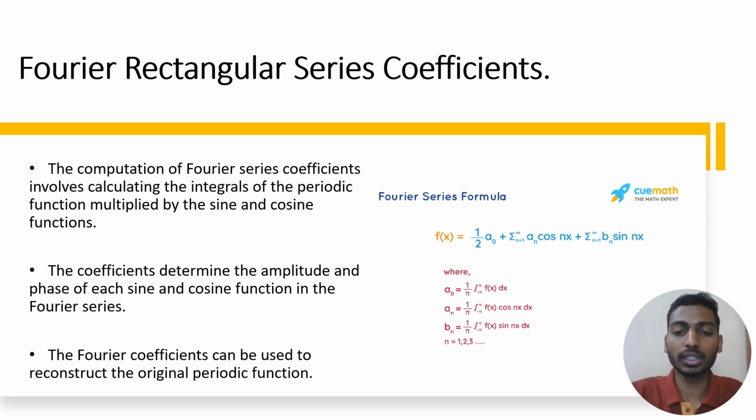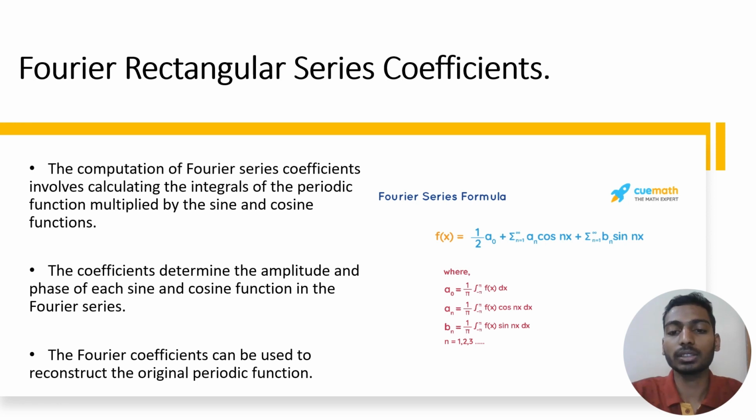Fourier rectangular series coefficients. The computation of Fourier rectangular series coefficients involves calculating the integrals of the periodic function multiplied by sine and cosine functions. The coefficients determine the amplitude and phase of each sine and cosine function in the Fourier series. The Fourier coefficients can be used to reconstruct the original periodic function.